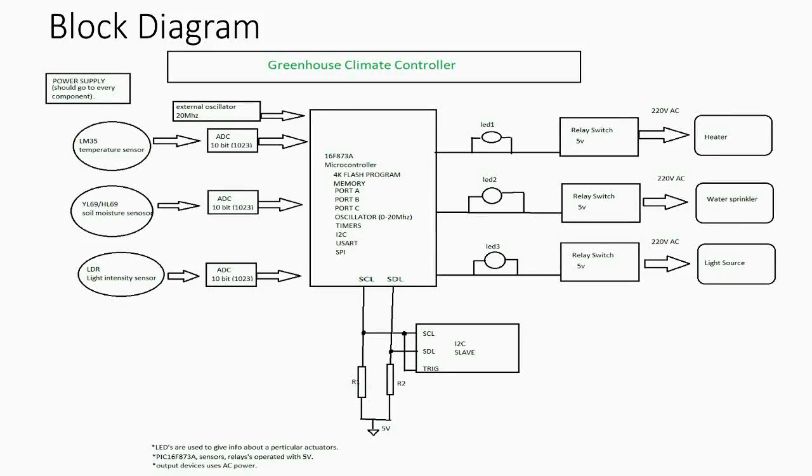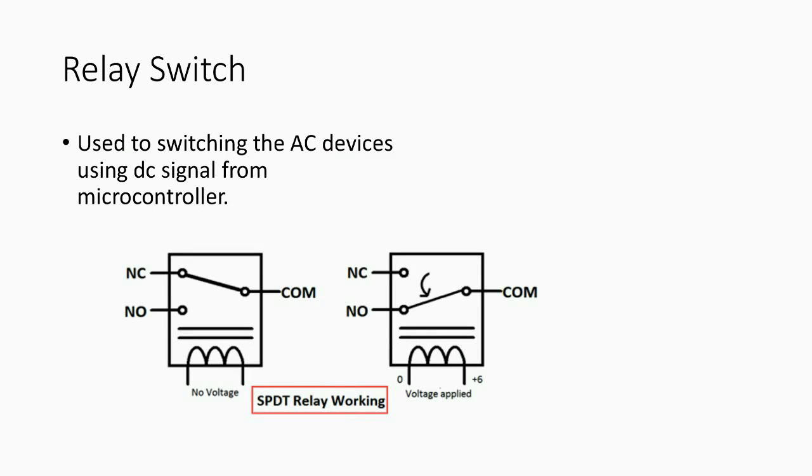When the heater is on, the LED will get a 5 volt power supply passed to ground, and it will power on. We will use a relay switch to turn on these AC devices, because we cannot use a DC device to control AC devices directly.